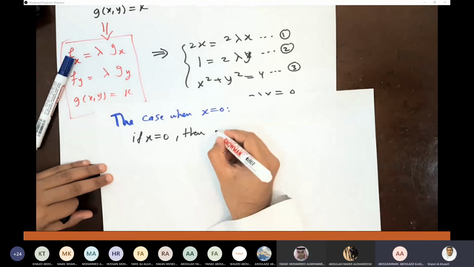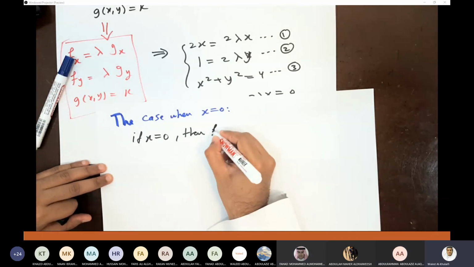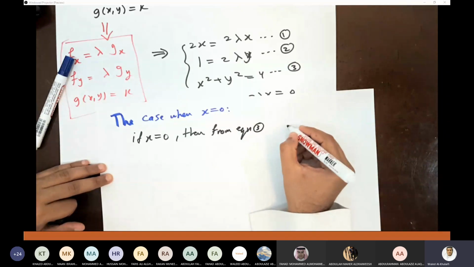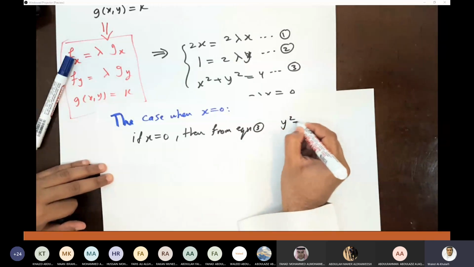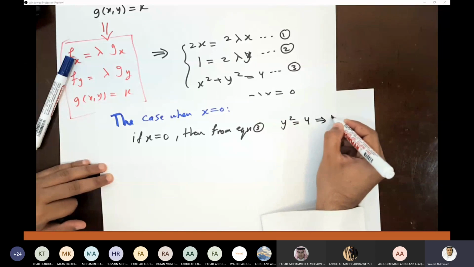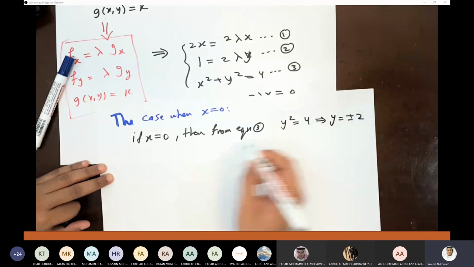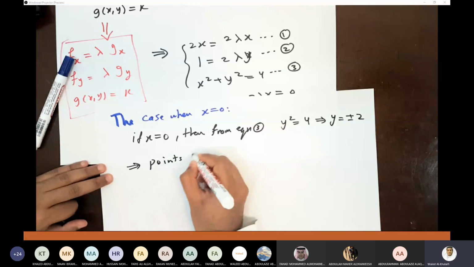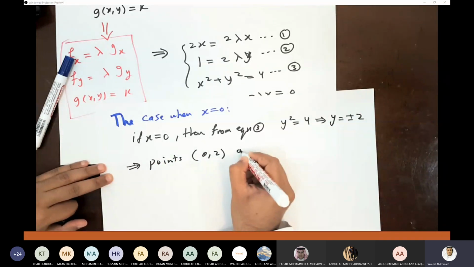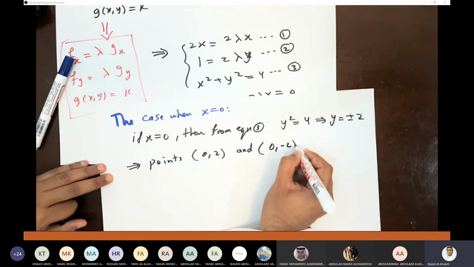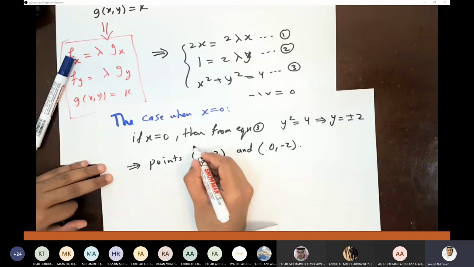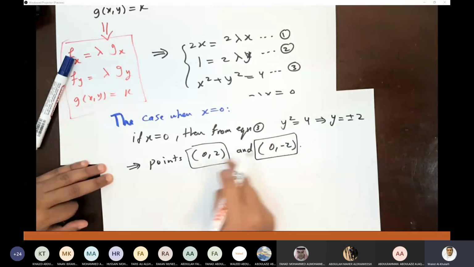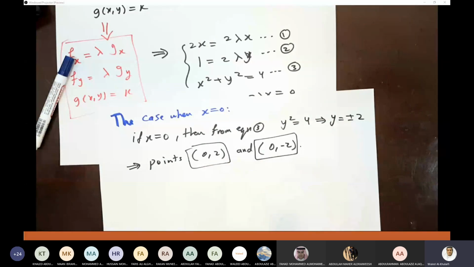معدل رقم 3. Yeah, then from equation 3, y square is equal 4, so this implies that y equal plus or minus 2. So the points, we have (0, 2) and (0, -2). خلاص عندي هذا البوينتس. Okay, let me put it this way. هذا البوينتس اللي راح اعوض في الفانكشن عشان اعرف انه بيعطيني ماكسيموم مينيموم.